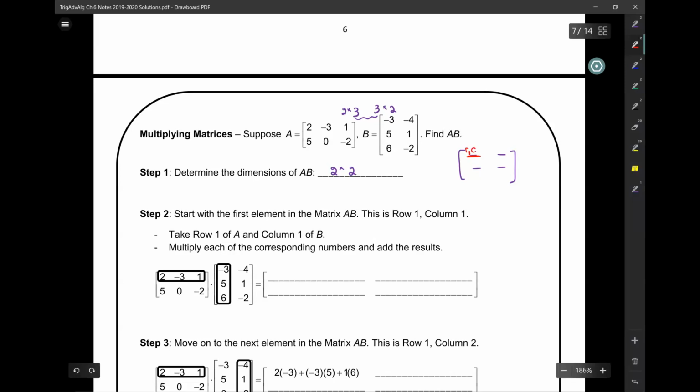This is row 1, column 1. So first you start with that. First you say, okay, I'm going to populate row 1, column 1. Then you go back and you start multiplying. Okay?